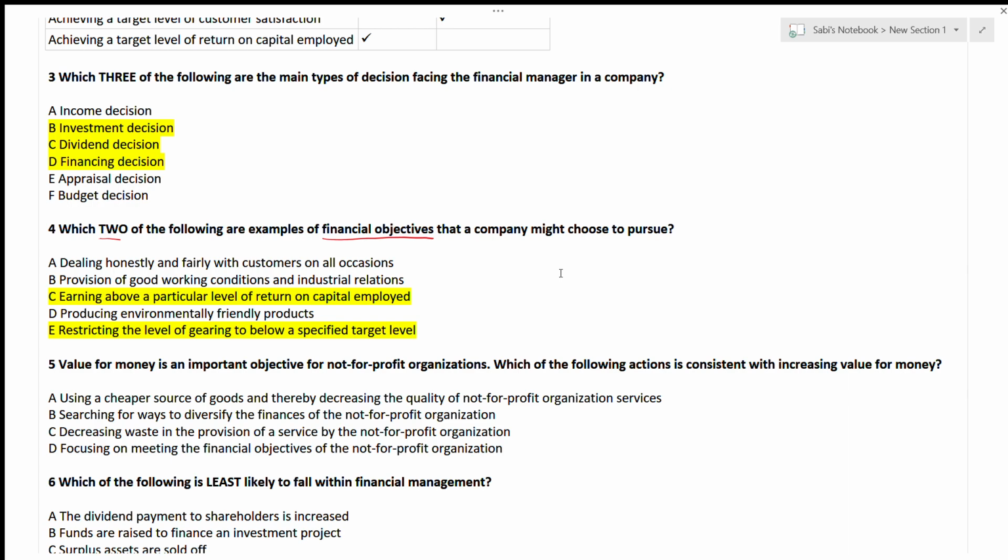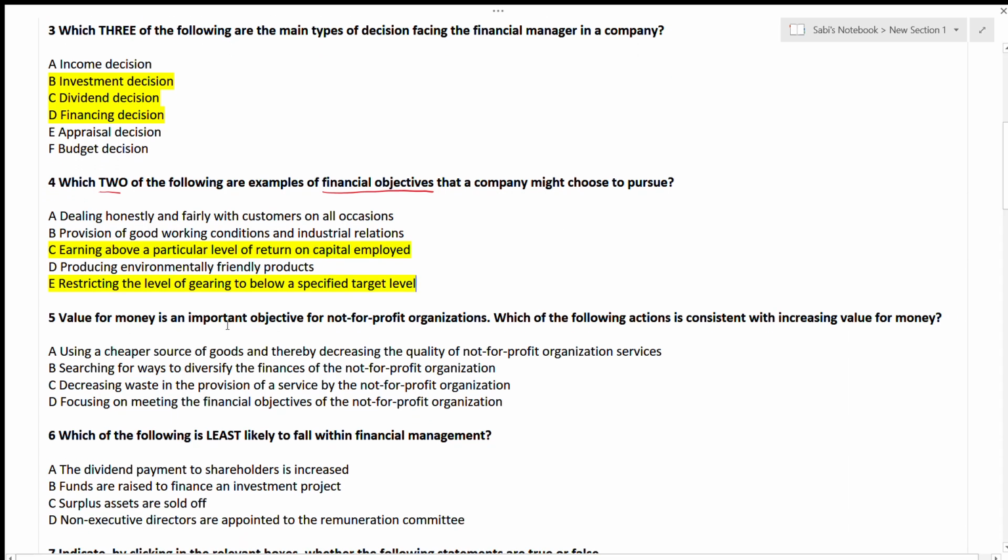Now let's go to the 5th one. Value for money is an important objective for the non-profit organizations. Now we are in the non-profit organization scenario, and value for money. Which of the following actions is consistent with increasing value for money? Using a cheaper source of goods and thereby decreasing the quality of not-for-profit organization services. It cannot be decreasing the quality, no, it's out.